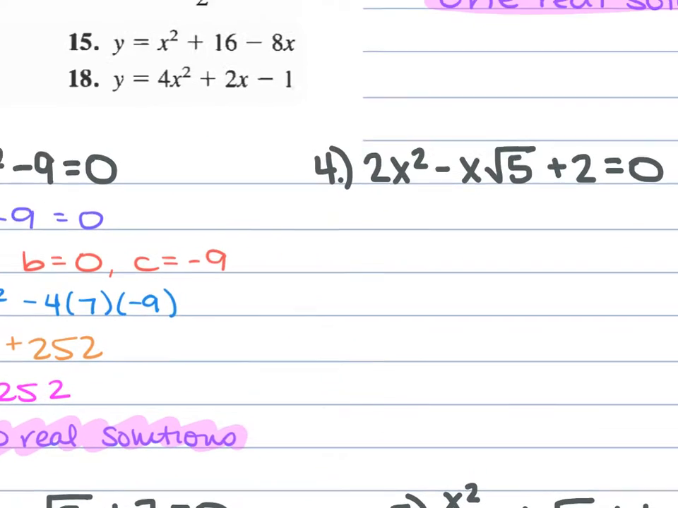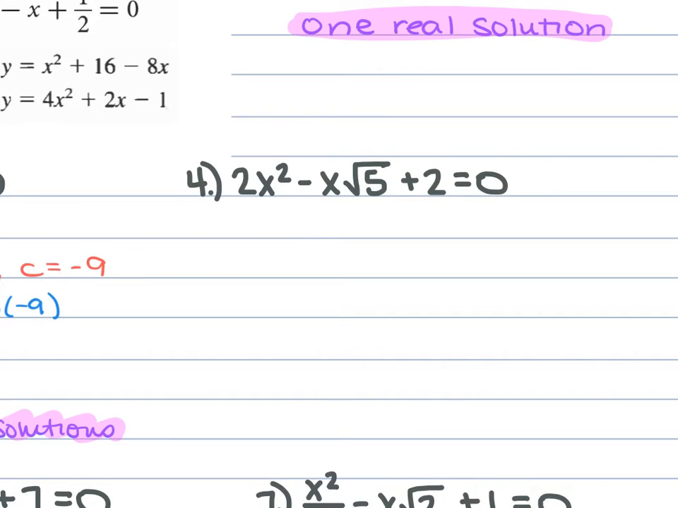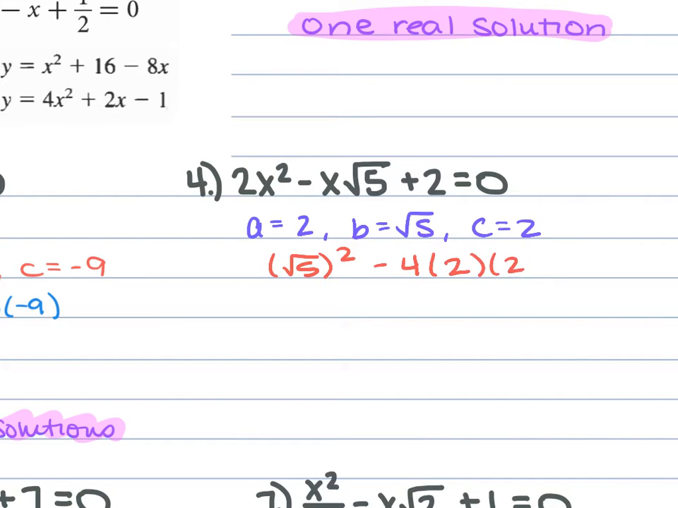For 4, we have 2x squared minus x square root 5 plus 2 is equal to 0. So our A for this one is 2, our B is the square root of 5, and our C is 2. So we're going to have the square root of 5 squared minus 4 times 2 times 2. The square root of 5 squared is 5. Negative 4 times 2 is negative 8. Negative 8 times 2 is negative 16. So 5 minus 16 gives us negative 11. Again, we have a negative number, so we have 2 imaginary solutions.